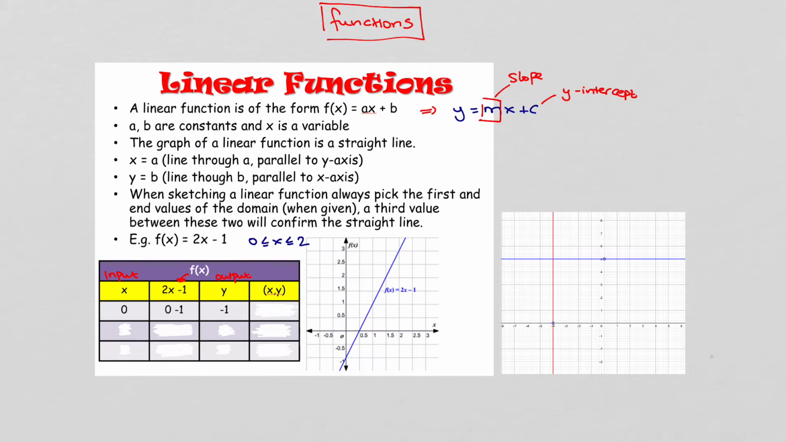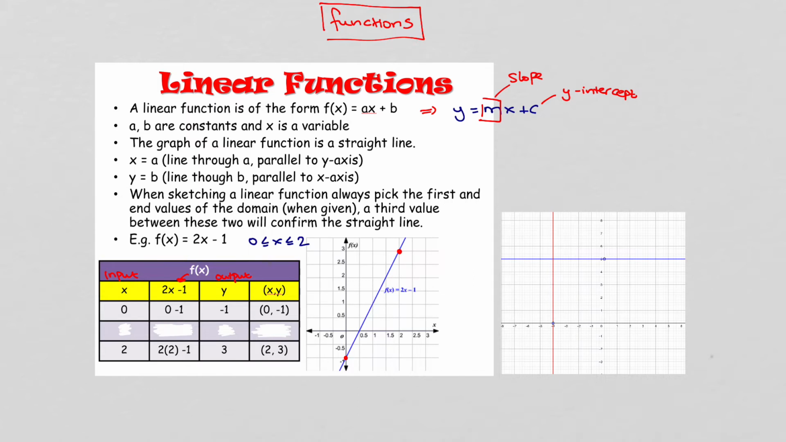And therefore, as a coordinate to sketch it, we would get out to 0 and down to -1. My end point in my domain here is 2. So if I put 2 into the equation 2x - 1, I get 2 times 2 minus 1, which is 4 minus 1, which is, of course, 3. So my coordinate would be out to 2 and up to 3. If I plot those points on my graph, I get out to 0 and down to -1, and out to 2 and up to 3.